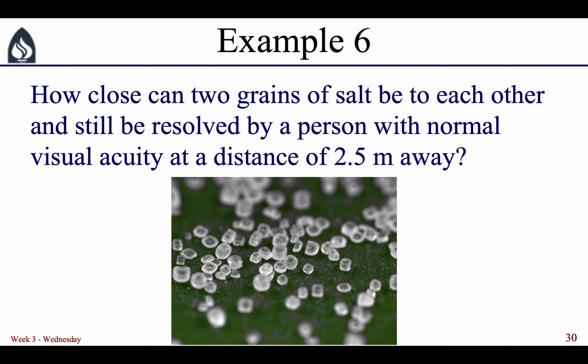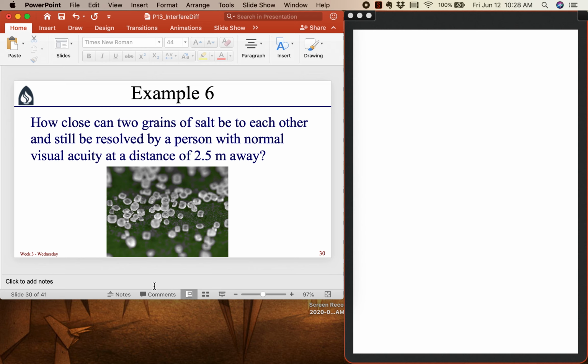So this example problem asks, how close can 2 grains of salt be to each other and still be resolved by a person with normal visual acuity at a distance of 2.5 meters away? We notice that we're not given a wavelength of light or a pupil diameter, so that must mean we need to use this average value that was mentioned on the previous slide for the minimum visual acuity. So if we do that, let's take a look at this problem.